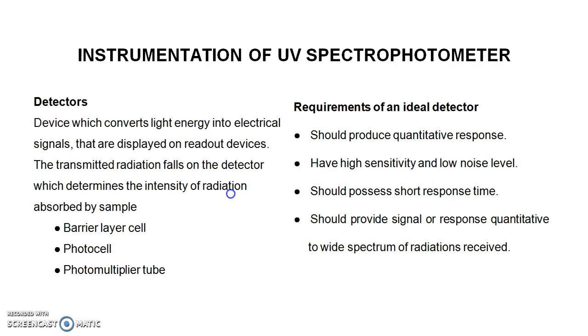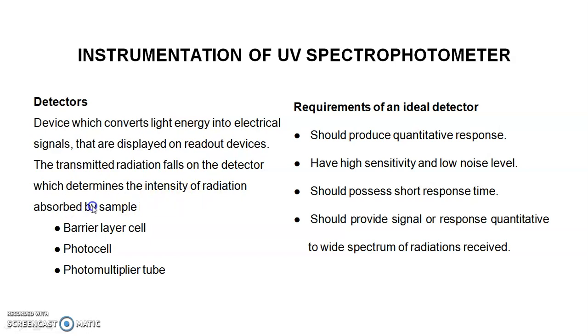Coming to the detectors. Detectors are the devices which convert the light energy into electric signals that are displayed on readout devices. As I have mentioned, the transmitted radiations which pass out from the sample cell fall on the detector, and the detector is an instrument which converts this light energy to electrical energy, so that we can find out the intensity of the radiation which is passing through the sample cell. The transmitted radiation falls on the detector, which determines the intensity of radiation that was absorbed by the sample.